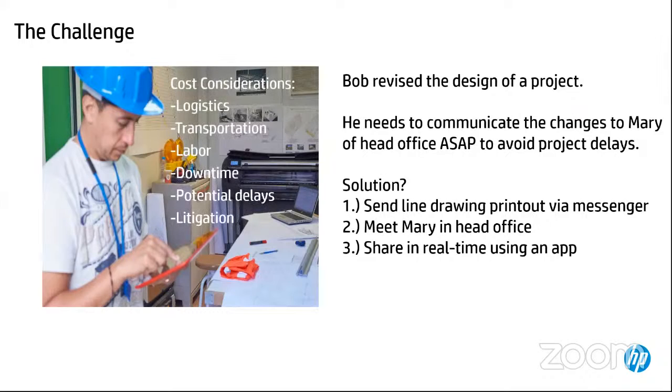As shown in the previous slide, logistics costs such as courier services or messenger or his personal transport. The bigger issue though is that with the metro traffic, he might not be able to share the revisions with Mary and the rest of the head office team in a timely manner. So, what could be an alternative to Bob's dilemma?